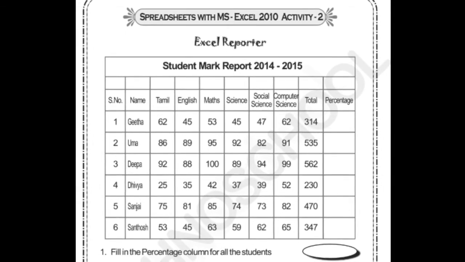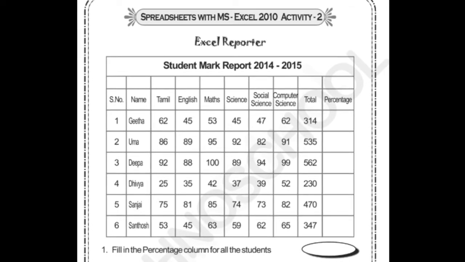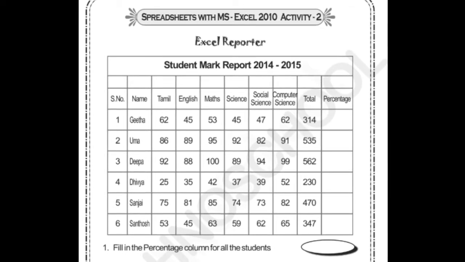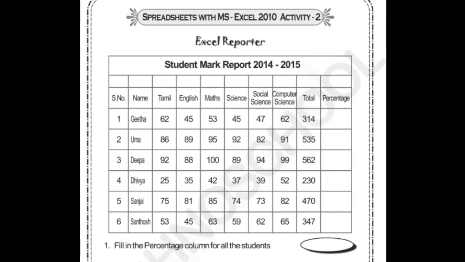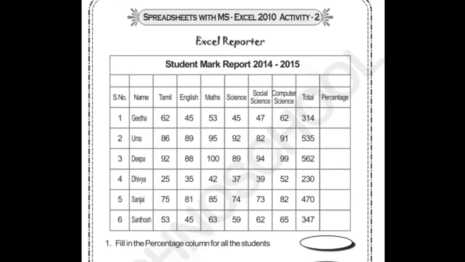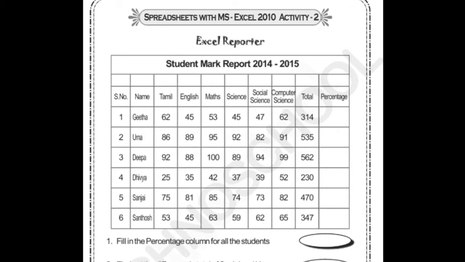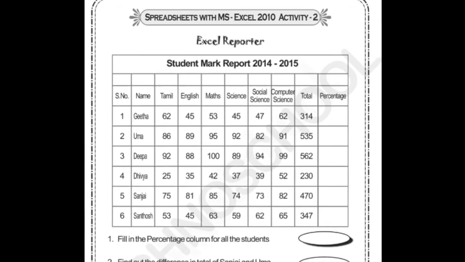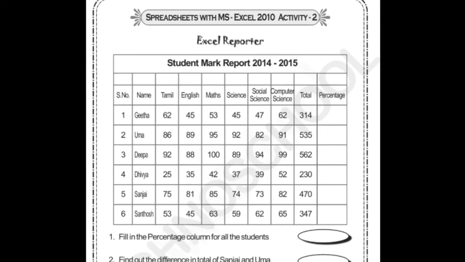You have to calculate the percentage of these values in the workbook. So look at the picture carefully. They have given one simple table about a student's marks. The column headings in that table are serial number, name and subject marks: Tamil, English, maths and other subjects. So what you have to do here is calculate the percentage of marks.